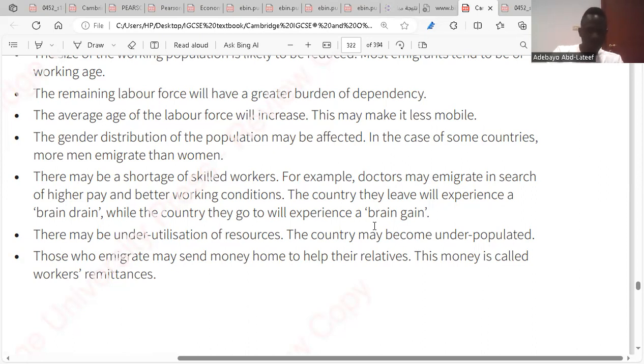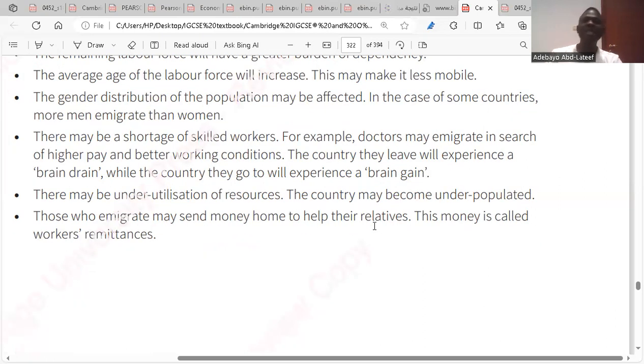The country they leave will experience what we call a brain drain. It will be a brain drain here because a lot of skilled workers have left. It becomes a brain gain for those countries that they went to. Do you understand the difference between brain drain and brain gain? Clear, right?